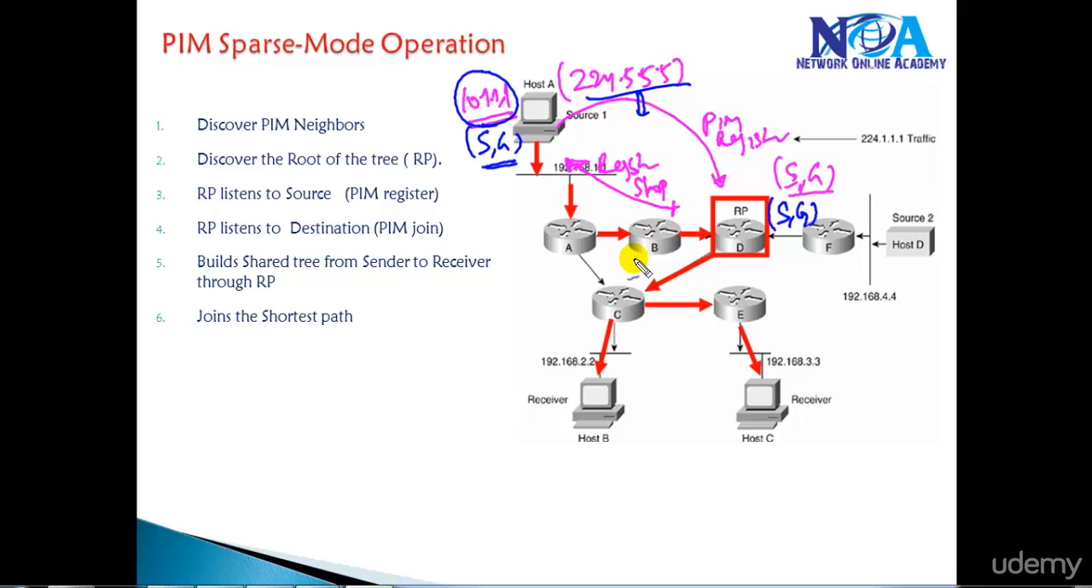But in case of dense mode, every router simply gets the information of S comma G entries. But here it's not like that. Now the source has to register themselves with the RP, and they have to tell that I'm the source for this particular multicast group, and this is my IP address.